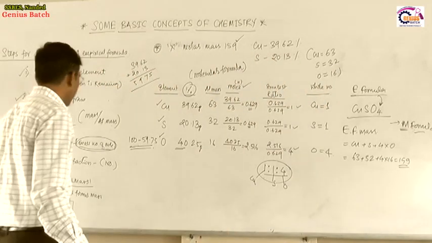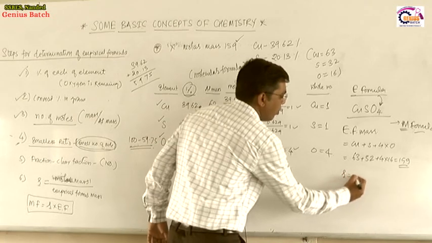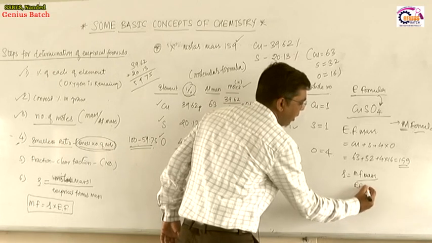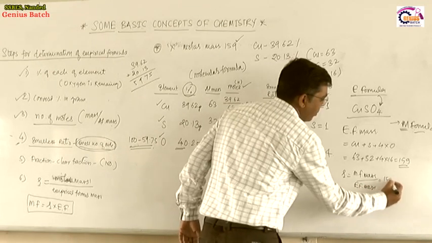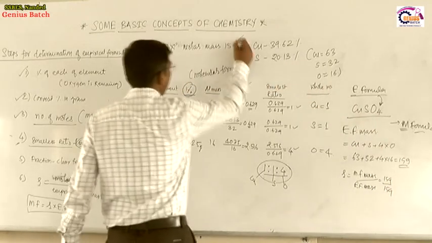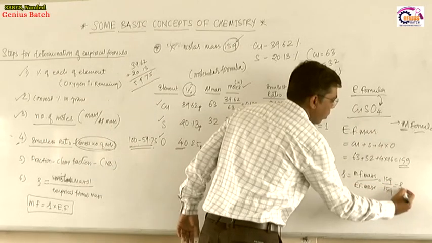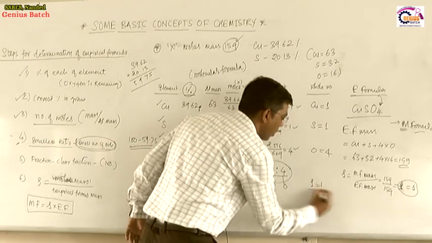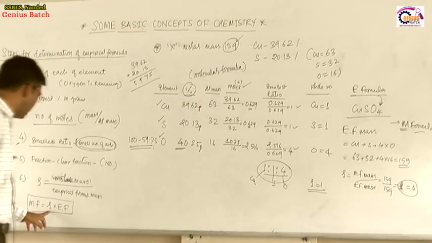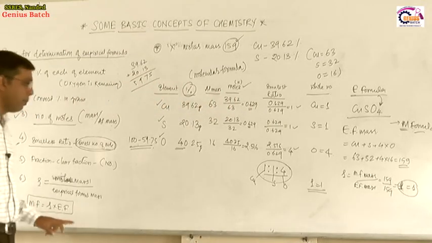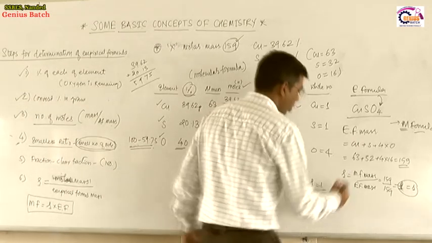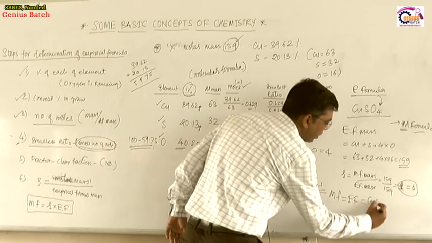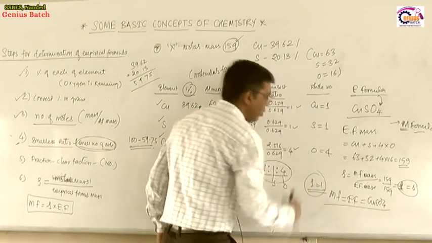For determination of the molecular formula, n is equal to molecular formula mass divided by empirical formula mass. This is equal to 159 divided by 159, as given in the problem. This is equal to 1. Therefore, n is equal to 1. When n is equal to 1, it is clear that the molecular formula and empirical formula are the same. Therefore, the molecular formula is equal to the empirical formula, CuSO4, because the value of n is equal to 1.